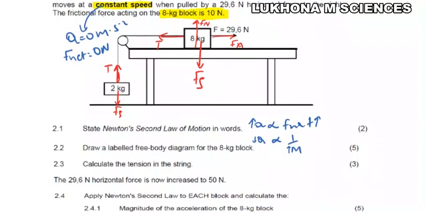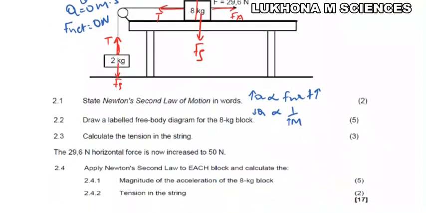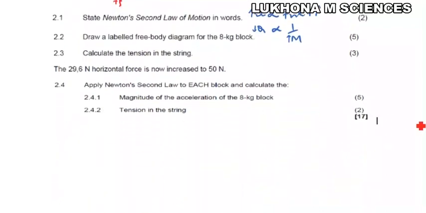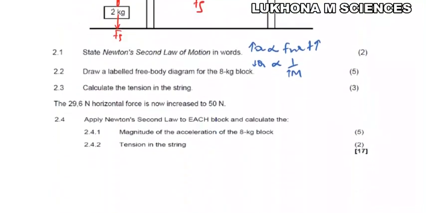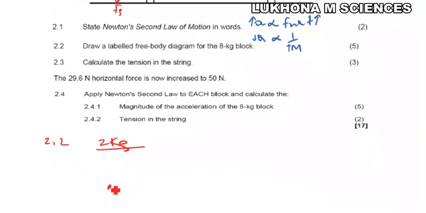So let's draw the free body diagram. Let's start with the 2 kg block. For the 2 kg block, we have the free body diagram, which has a tension force only, tension here, and Fg. There is no normal force because it is not touching the surface.